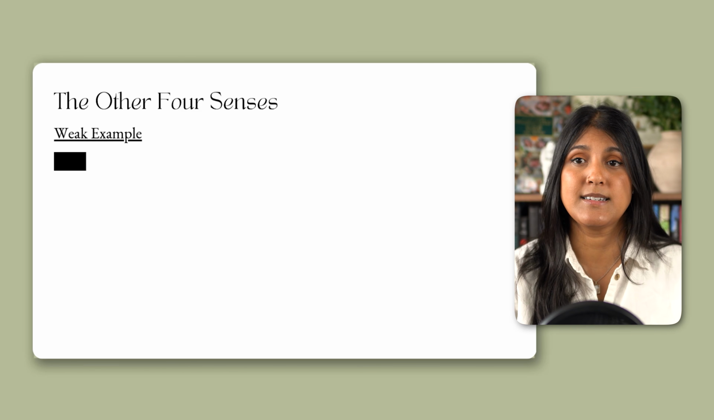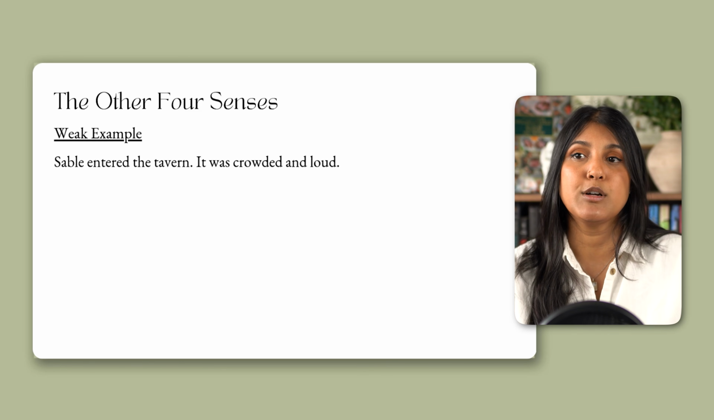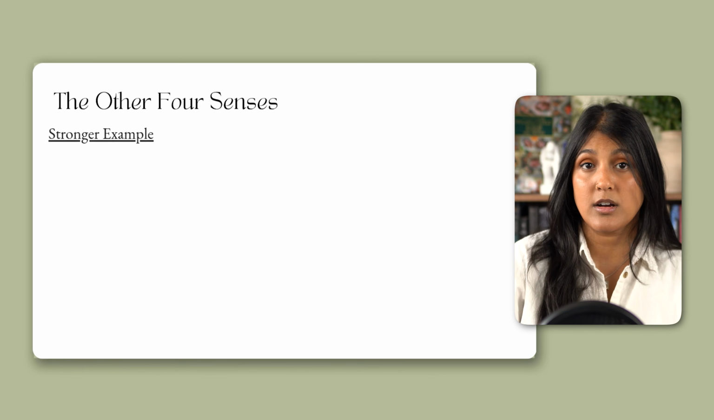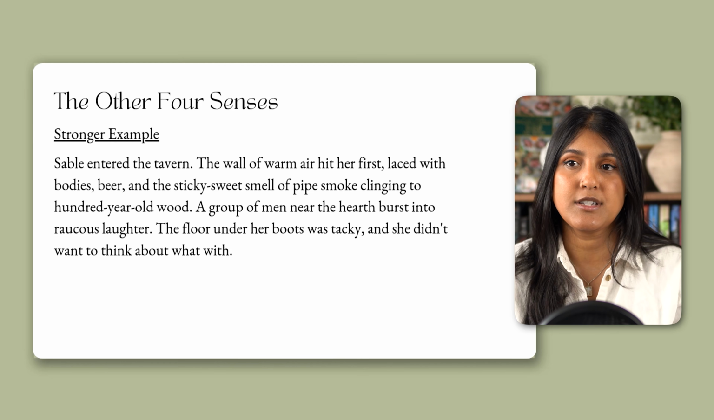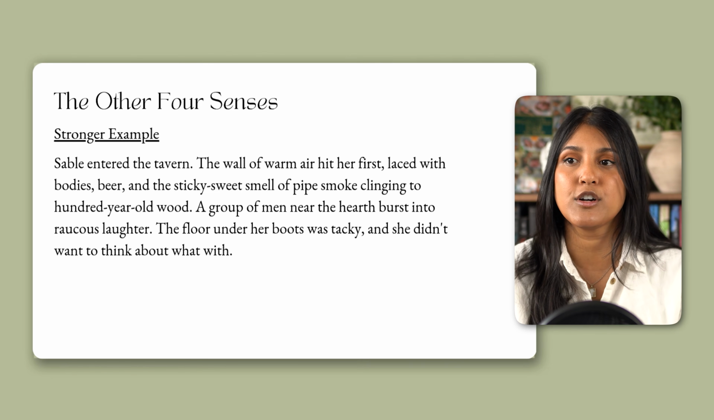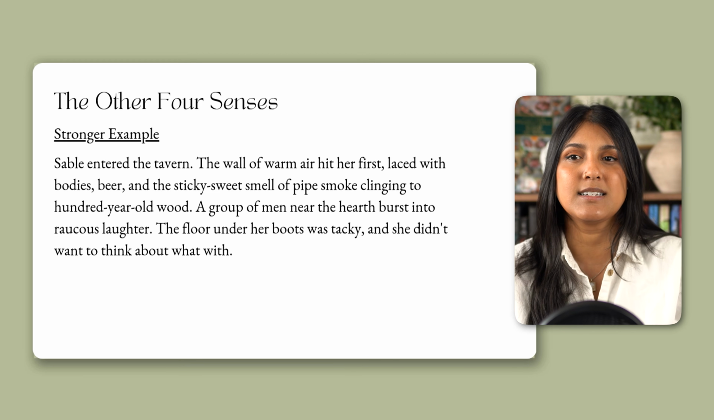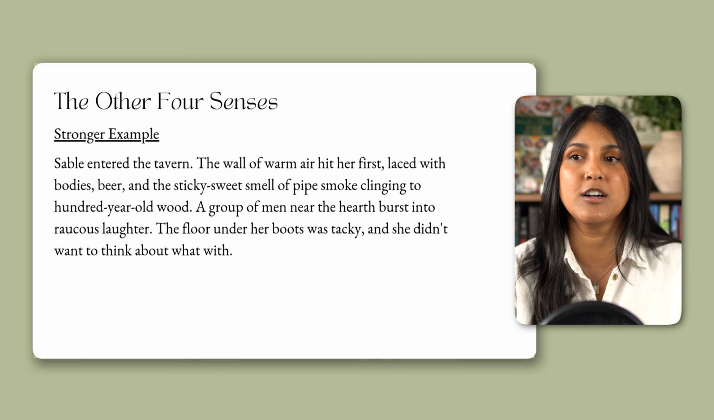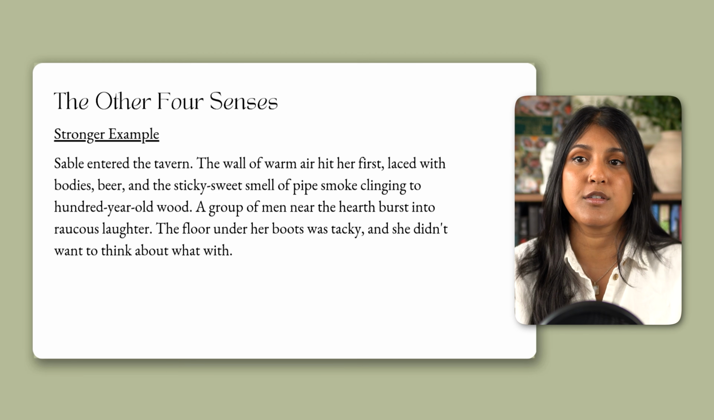So a weak example might say, Sable entered the tavern. It was crowded and loud. Whereas a stronger example might say, Sable entered the tavern. The wall of warm air hit her first, laced with bodies, beer, and the sticky sweet smell of pipe smoke clinging to 100-year-old wood. A group of men near the hearth burst into raucous laughter. The floor under her boots was tacky, and she didn't want to think about what with.